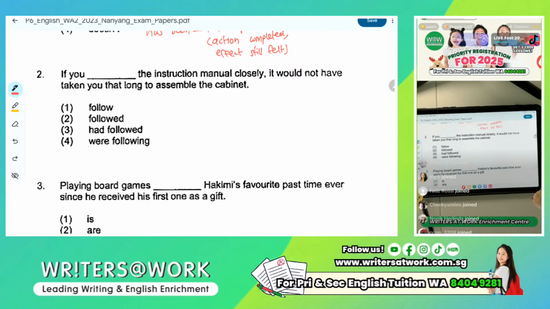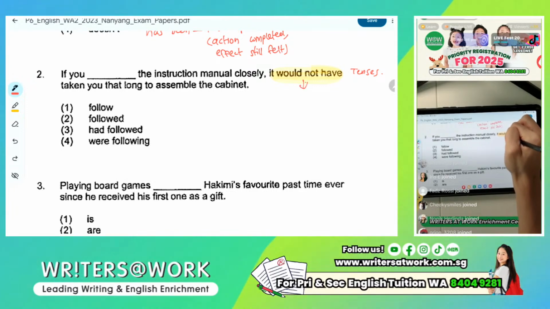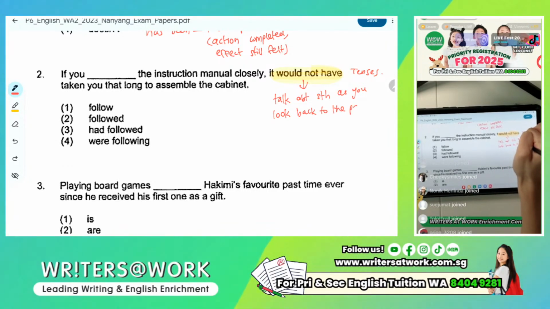If you dash the instruction manual closely, it would not have taken you that long to assemble the cabinet. So we are looking at tenses here. First thing, "would not have" or "would have." This is used to talk about something as you look back to the past. Okay, so we are looking at an event that occurred previously.